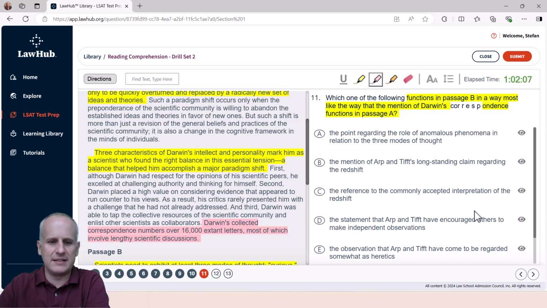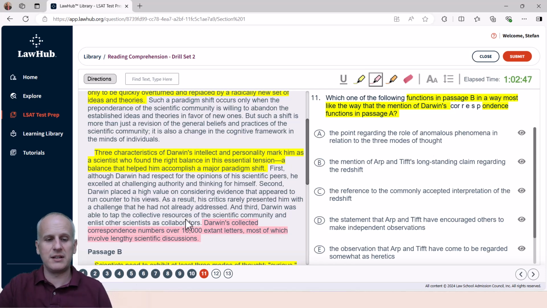I have to read at least a sentence above, and not below because the passage closes at this point. But we know from the main idea highlight of this second paragraph of passage A, three characteristics of Darwin's intellect and personality mark him as a scientist who found the right balance in this essential tension, a balance that helped him accomplish a major paradigm shift. And we can see through the remaining highlighted sentences of this paragraph that Darwin always sought the opinions of his peers, and he placed a high value on considering alternative evidence. And his critics rarely presented him with a challenge that he hadn't already addressed.